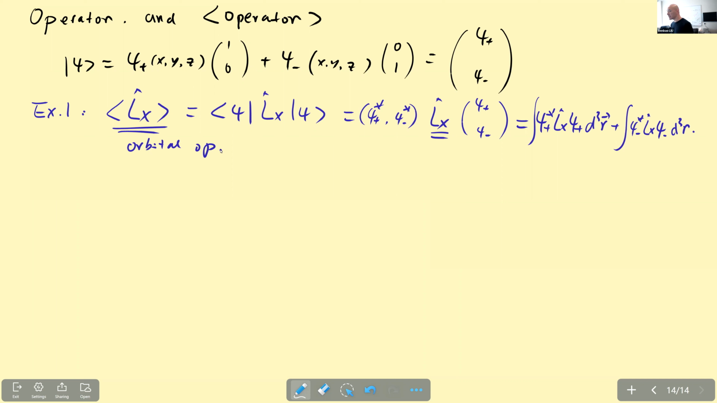Okay, so you can see that this orbital operator acts only on the real space part, the wave function. So it does not change the matrix. Okay.